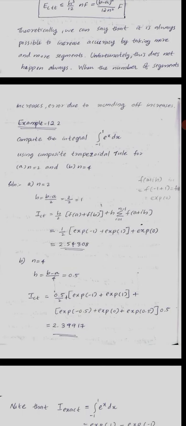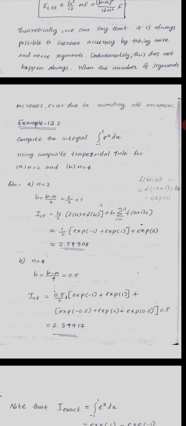കമ്പ്യൂട്ട് ദ ഇൻ്റഗ്രൽ -1 to 1 e raised to x dx. ഇതാണ് എക്സാമ്പിൾ 12.2. യൂസിങ് ദ കോമ്പോസിറ്റ് ട്രപ്പിസോയിഡൽ റൂൾ ഫോർ n equal to 2 ആൻഡ് n equal to 4. അപ്പോൾ n equal to 2 എന്നുള്ള കേസ് എടുക്കുക. അപ്പം h equal to (b minus a) by 2 equal to 2 by 2 equal to 1. ICT equal to h by 2 into [f(a) plus f(b)] plus h into summation i = 1 to n - 1 of f(a plus ih).